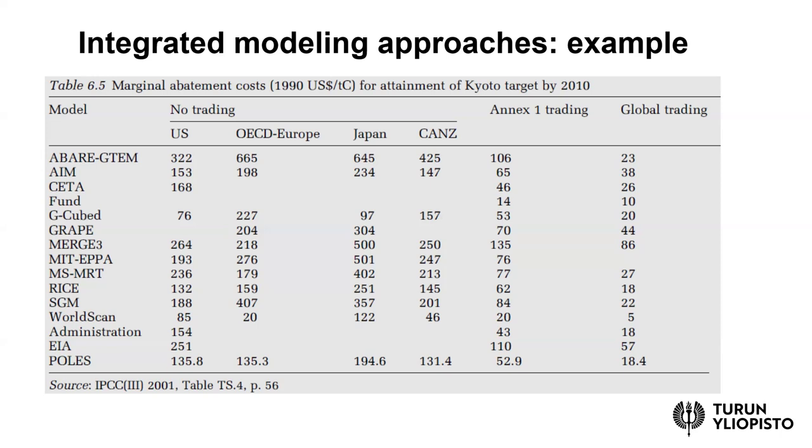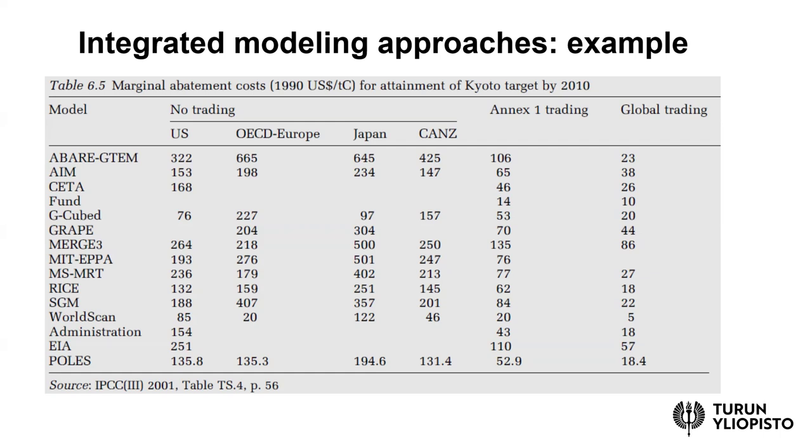If the trading is restricted to just these rich countries which form Annex 1 of the Kyoto Protocol, then the marginal abatement costs increase compared to the global trading scenario. And if there is no effective trading, these different models yield quite high marginal abatement cost estimates, which vary to some extent between the different regions. So that's a general conclusion that can be drawn, that trading of emissions would help to lower the cost, because then the abatement efforts would be concentrated in those regions, countries and industries where abatement would be least expensive.